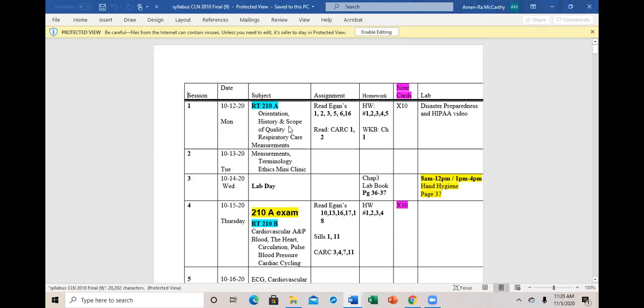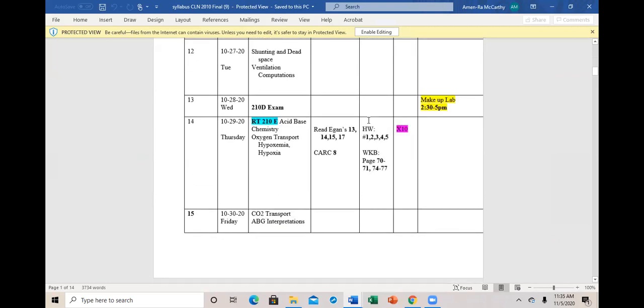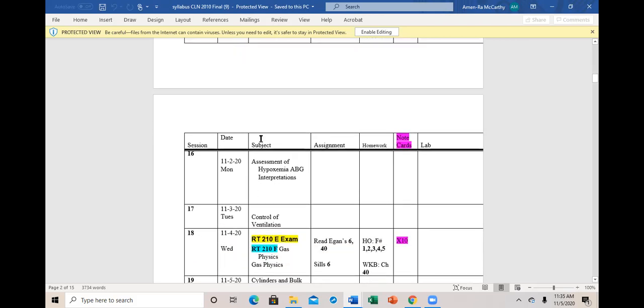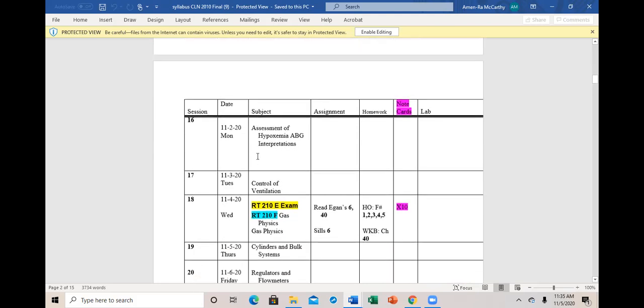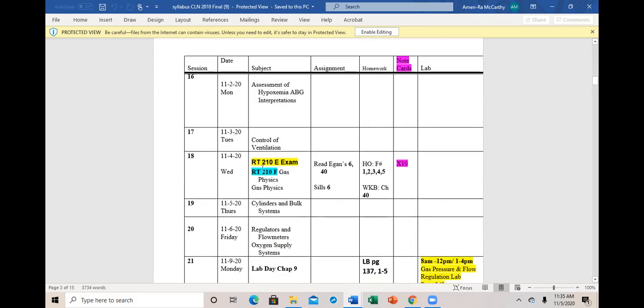All right, here we go. We just took acid-base chemistry. Yeah, we took the acid-base chemistry test. What's today? The 5th. So we took it on the 5th. We should have taken it yesterday, but we took it on the 5th.